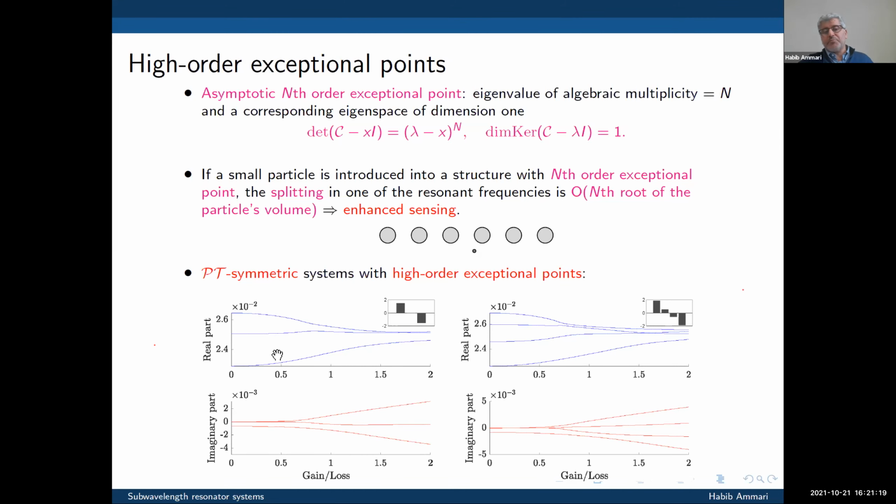Here I'm showing you examples of these PT symmetric systems with a third order exceptional point. This is the choice: you take 3 resonators and you take B equal to some value here and minus B here, and you can prove that such a system admits a third order exceptional point. And this is the one with a fourth order exceptional point. This is the distribution of these material parameters V squared times delta.